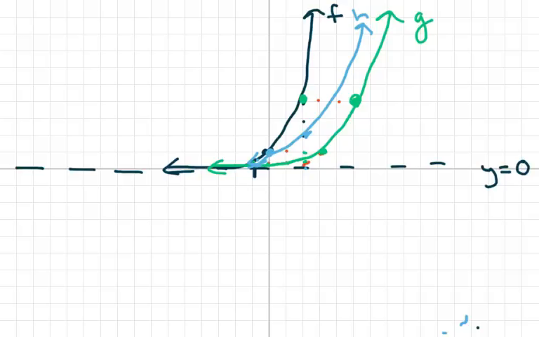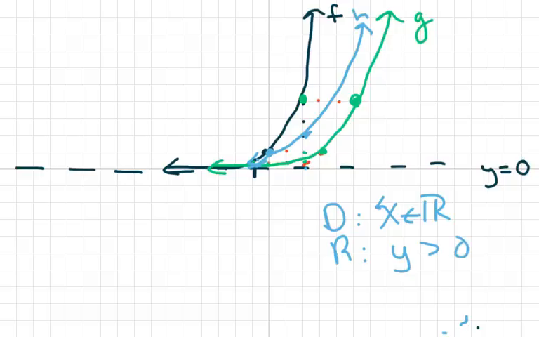Okay? They all have the same domain. The domain is all real numbers. So you can just write all real numbers. The range is y is greater than 0. It kind of looks like it's crossing here, but it's not supposed to. They all have the y-intercept. The y-intercept is 0, 1.